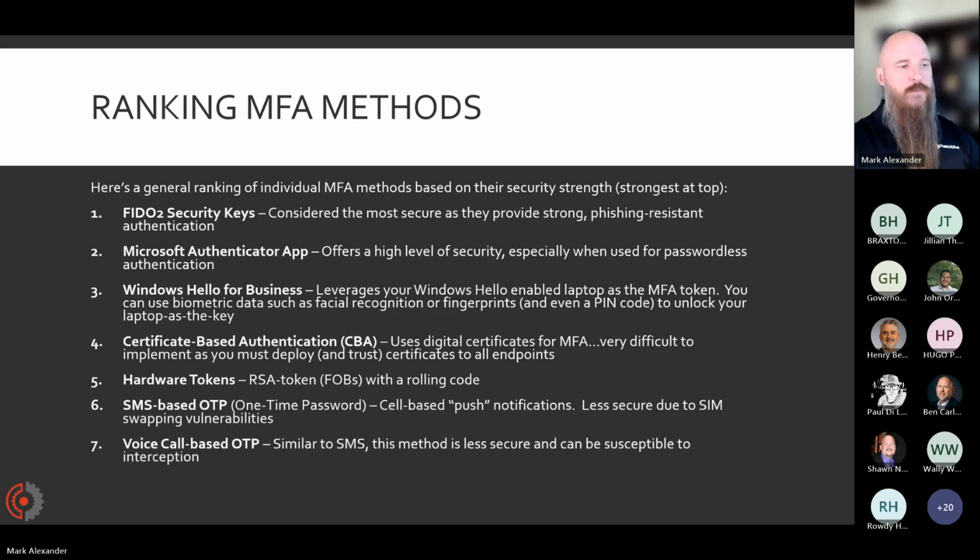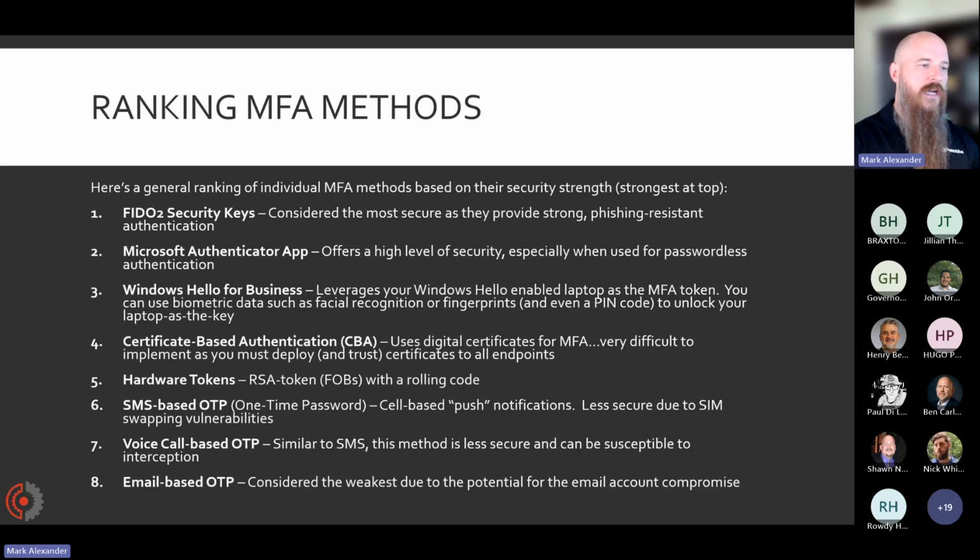And then number 7 would be voice call based OTP. It's similar to SMS, but that's where you confirm the PIN code when they call you. And they're very susceptible to interception. And then on the bottom of the list, we would put email based OTP. You may be thinking maybe that's a swap between 7 and 8, but we're so far down on the list, you get the drift. It's because emails are compromised quite often nowadays. That's why we're having this whole conversation, right?